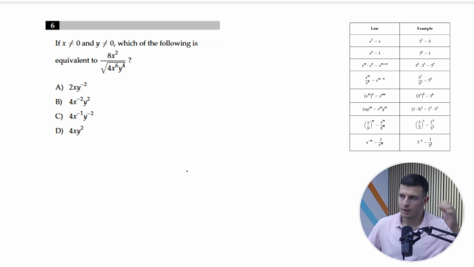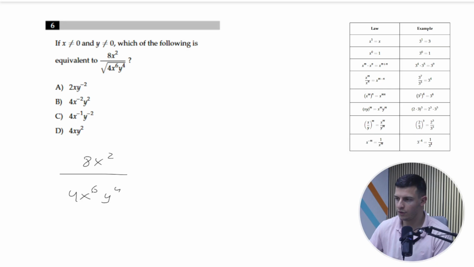So if X and Y are different than 0, which of the following expressions is equivalent to this? Okay, another simplification question. So 8x squared, there's nothing to simplify there. And the bottom can be written as 4x6y4 to the power of 1 over 2. Yes? To the power of 1 over 2. Now, actually, we don't even need to do that. We can first just take out some stuff. So square root of 4, let me basically write it like that. I wouldn't do that in the exam, right? Because it would take too long. But just to explain, these two are same expressions.